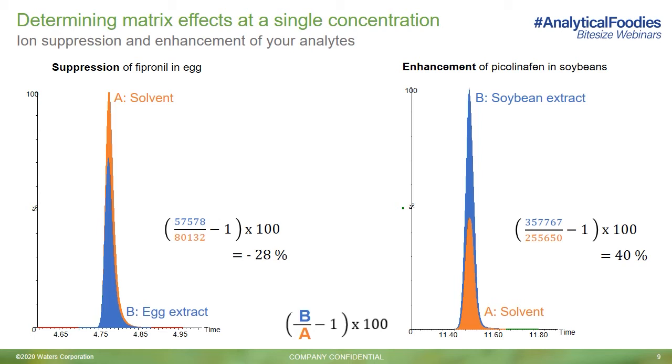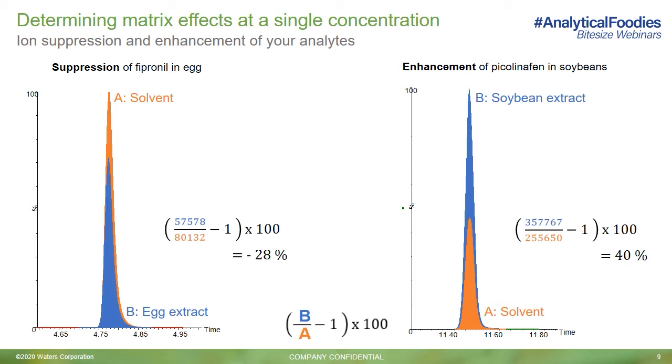Before we actually start calculating the matrix effects using the equation, we can see in the images how the response of fipronil on the left and picolinafen on the right in solvent differ from the same concentration in their respective matrix-matched extracts. Looking at these overlaid peaks, we can safely assume that fipronil is being suppressed by egg, while picolinafen is being enhanced by soybean extract.